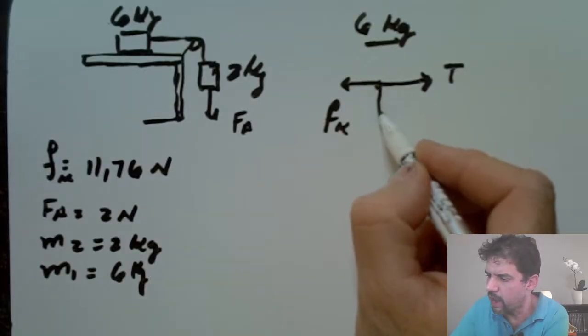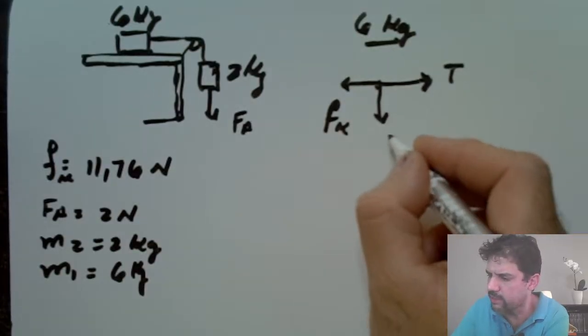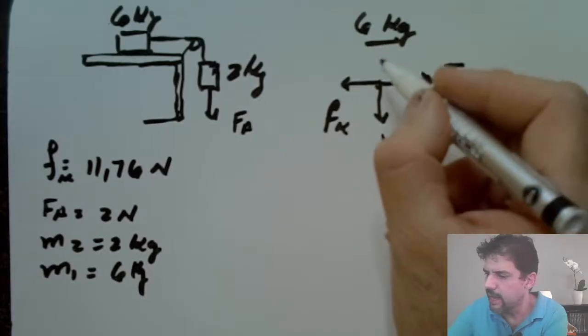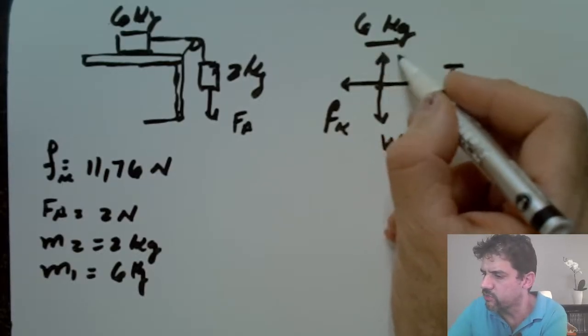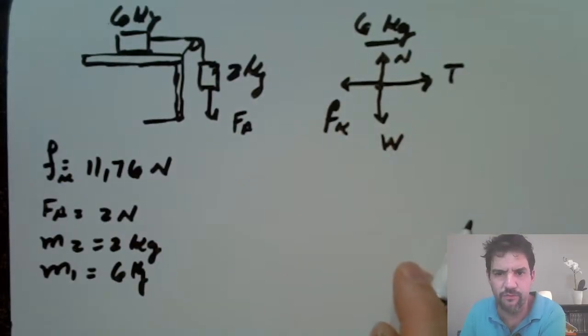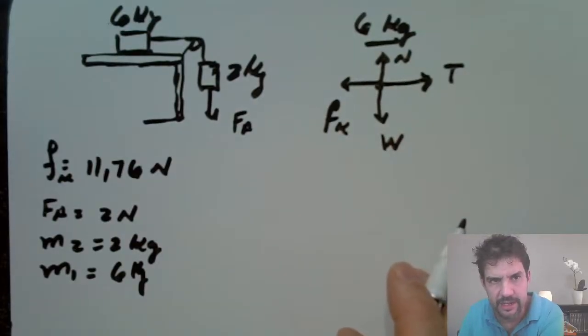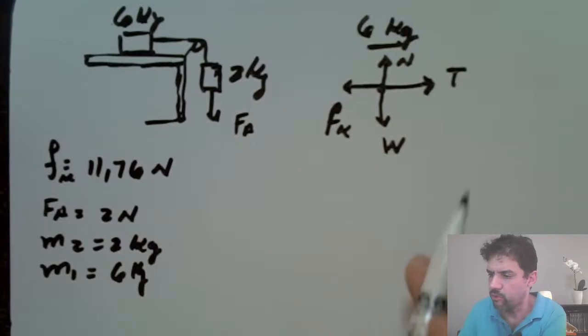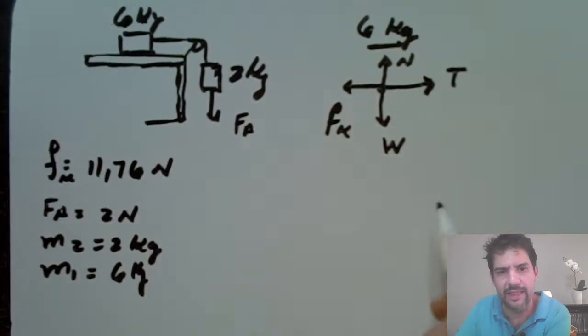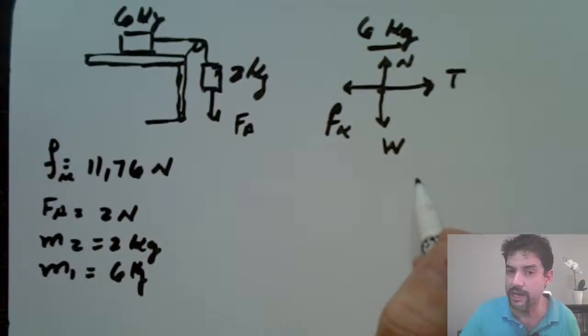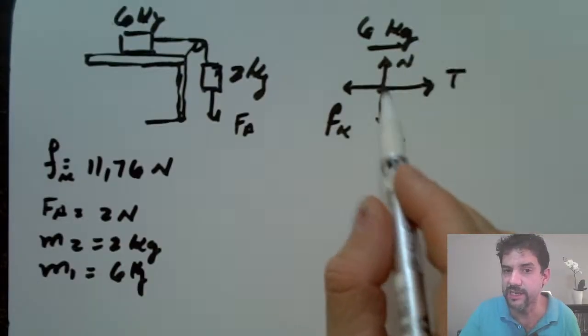Here down, you have a weight. We already spoke about weight a little bit. This is weight, and then up is a normal force. This one is quite simple. Those are the 4 forces acting on the 6 kilogram block. There's friction, there's tension, there's normal, and there is weight. They ask to calculate the frictional force for this specific object.